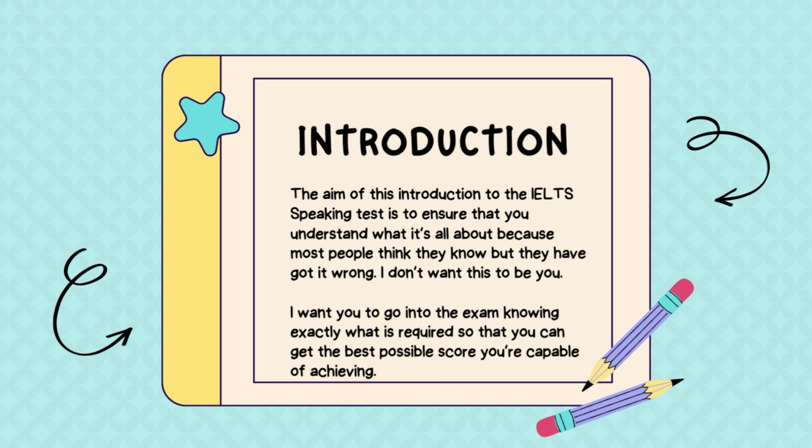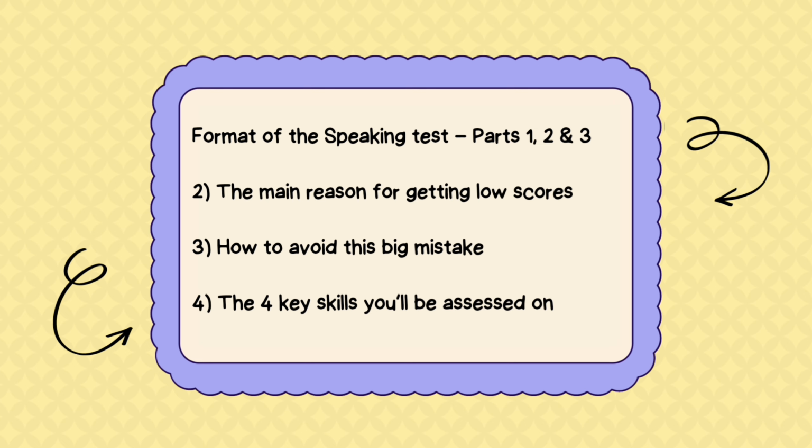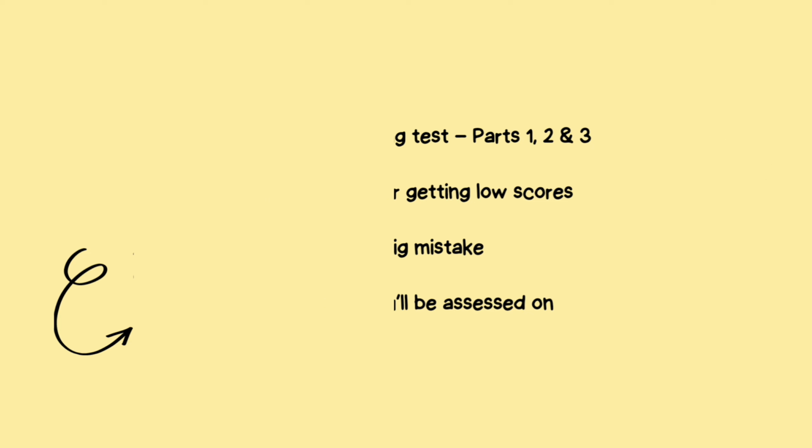IELTS speaking marking criteria. So there are 4 modules in this video. The first part is we will be talking about the different parts of the IELTS speaking test. There are 3 parts obviously. So we will talk about that first. Then we will be moving on to the reasons for getting low scores. Then we will be discussing the different ways to avoid these mistakes. Then 4, we will be discussing the 4 key skills you will be assessed on, which is the most important part of the video.